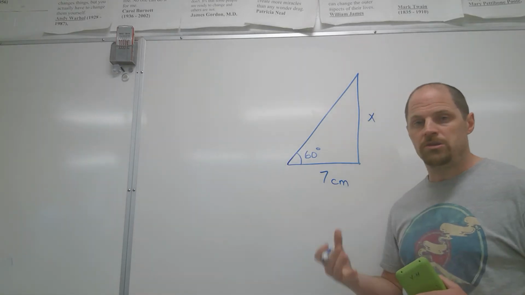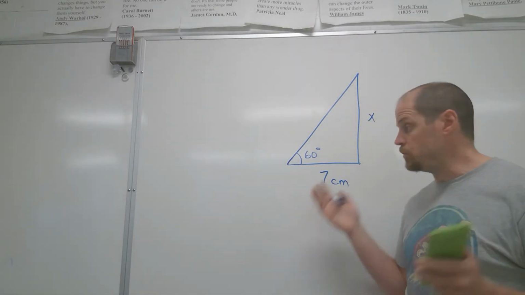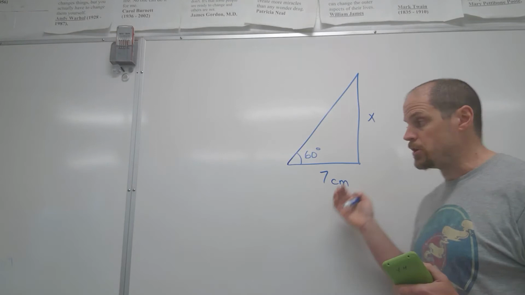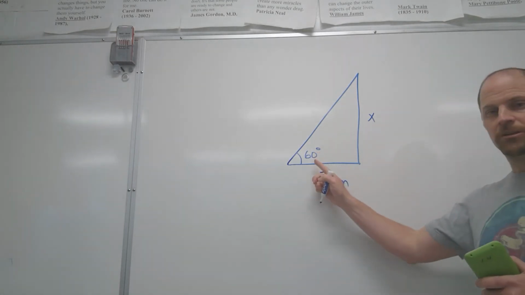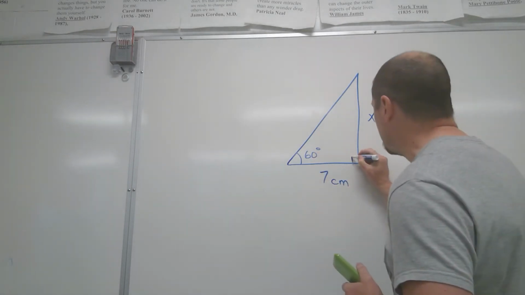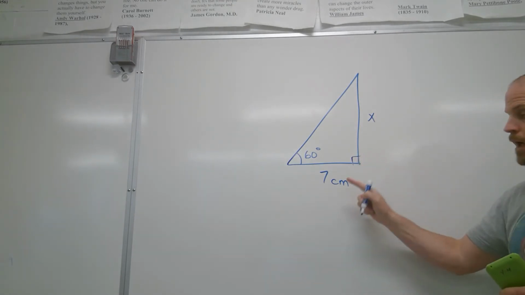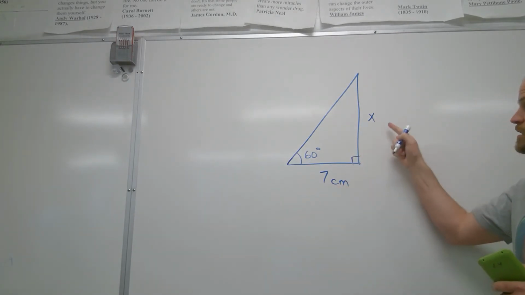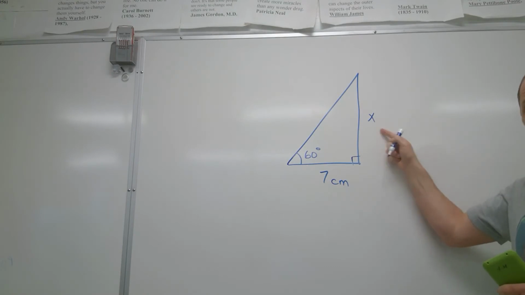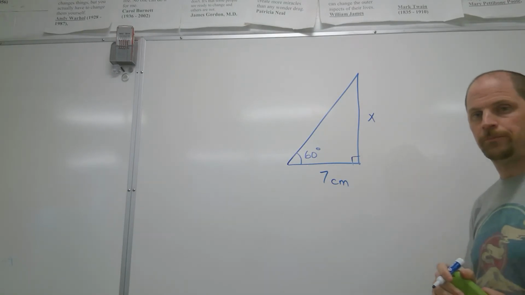So how do we use this knowledge with the calculator to solve a math problem? So here we have a problem. We have a 60-degree triangle. We have a 90-degree or right triangle. We have the little box to show it. And we have 7 centimeters and an x. We need to find the x. That's what we want to solve.